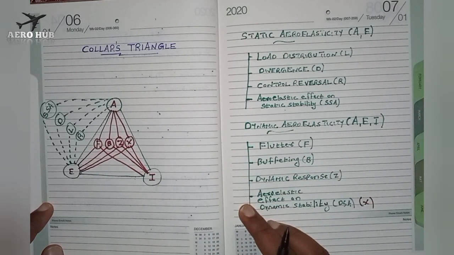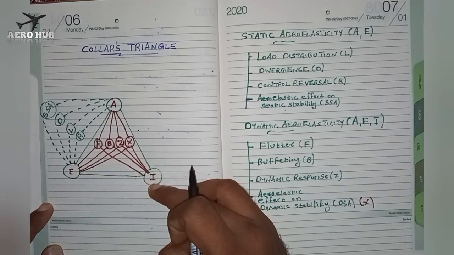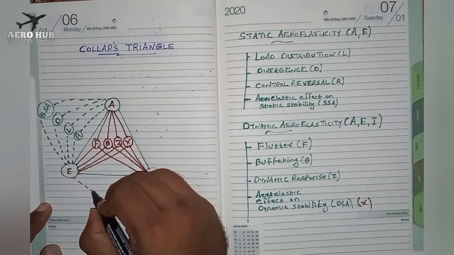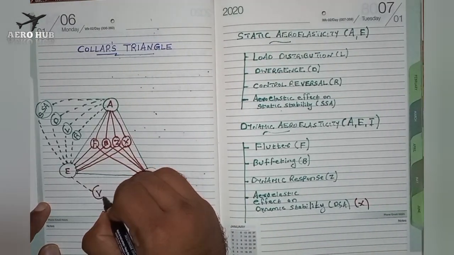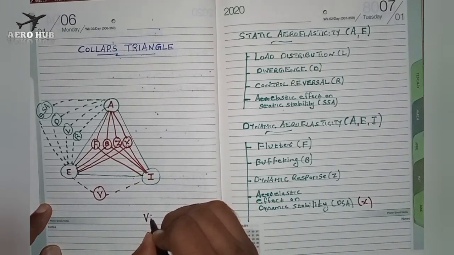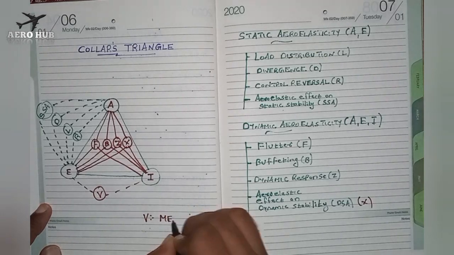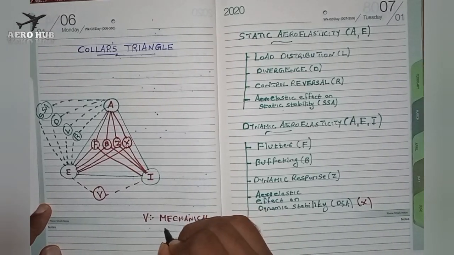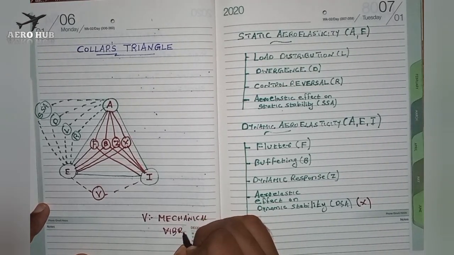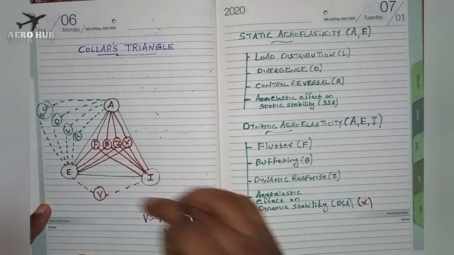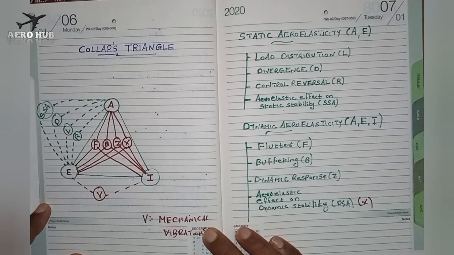If the interaction is between elastic force and inertia force, then that is called your basic mechanical vibration or structural dynamics. So V is nothing but your mechanical vibration, or basically it is called structural dynamics. Mechanical vibrations is nothing but interaction between elastic force and inertia force.